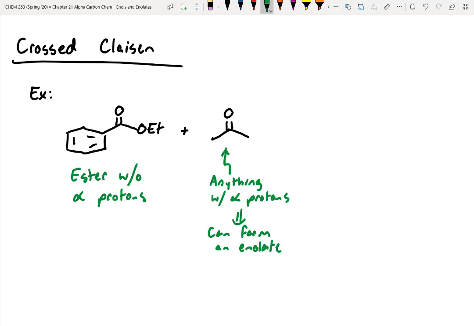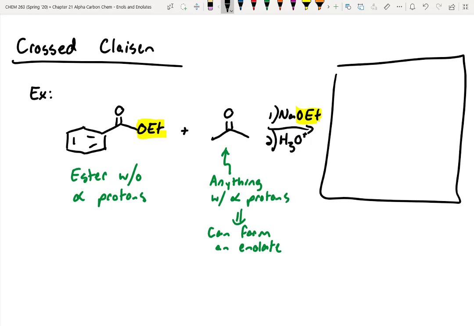Okay, and as you can imagine, if we go ahead and treat this with a base, we would want to make sure that the base matches the leaving group on our ester. So it'd make more sense to use something like sodium ethoxide to ensure that nothing unique happens there. And then in step 2, we're just going to treat this with our acid. All right, so now the question is, well, what product would we get out?